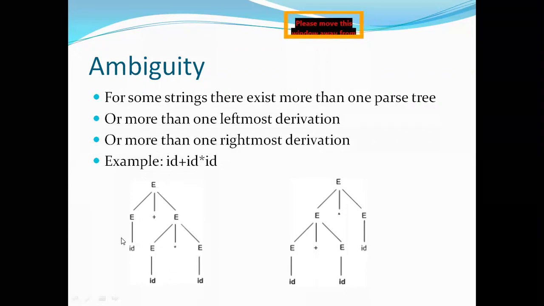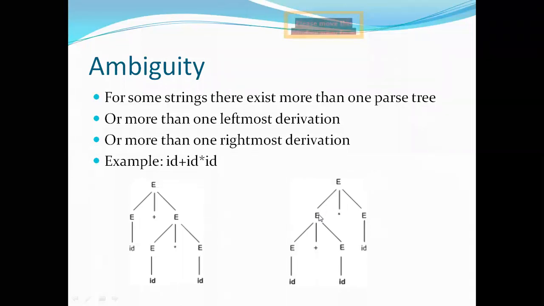Finally, what is the yield of the given parse tree? id plus id star id. So this is the given input string, and this is one derivation tree.